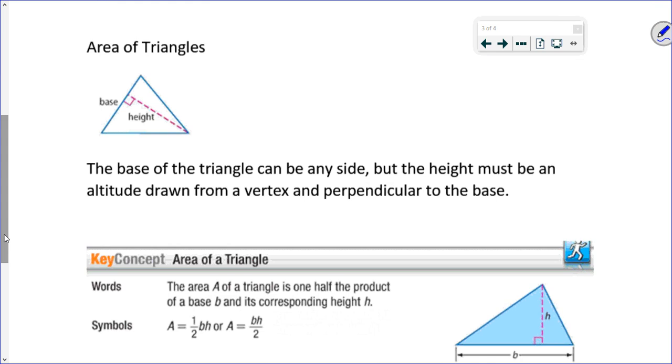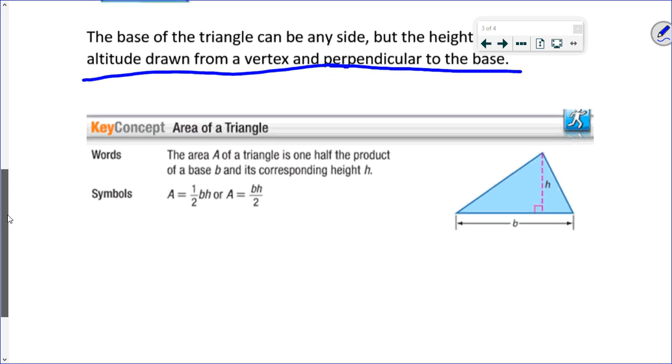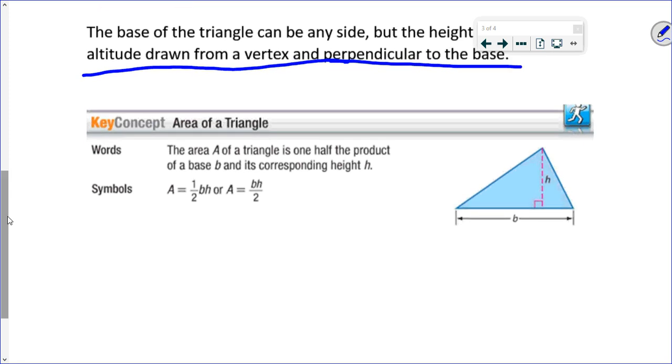So the base of a triangle can be any side, but the height must be an altitude drawn from a vertex and perpendicular to the base. So again, the height must be perpendicular to the base. Must be drawn from a vertex. And so then we get the area of a triangle, 1/2 base times height, or base times height over 2. These are the same. Doesn't matter how you write it.